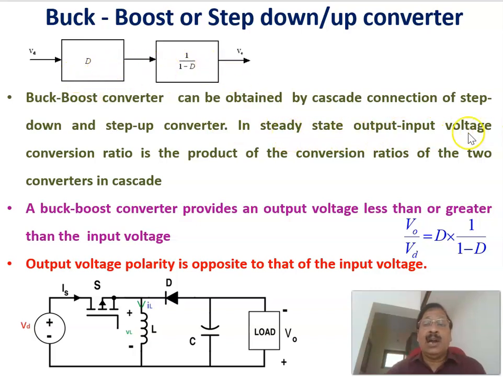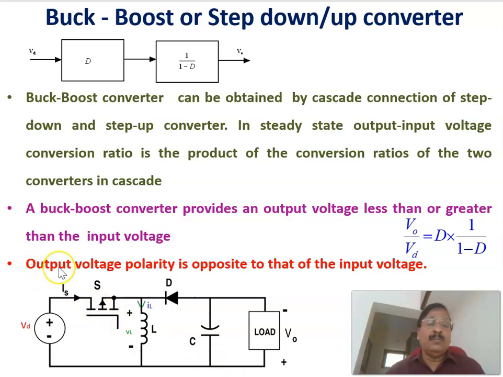In steady state, the voltage conversion ratio will be the product of the conversion ratio of each one, that is D into 1 by 1 minus D, the product of the conversion ratios of the two converters in cascade. Therefore, V0 by Vd will be D by 1 minus D. A buck-boost converter provides an output voltage less than or greater than the input voltage, so either boosting action or bucking action is possible.